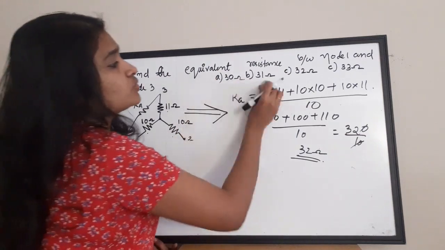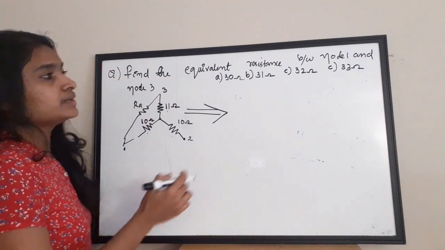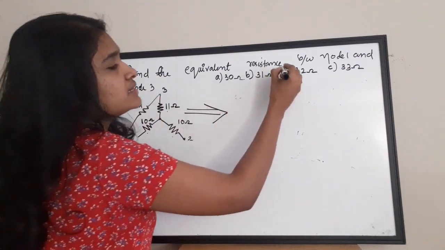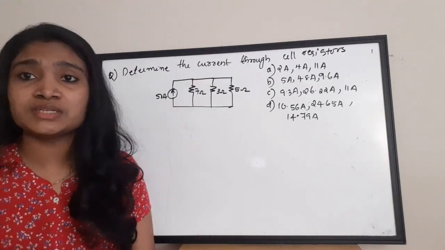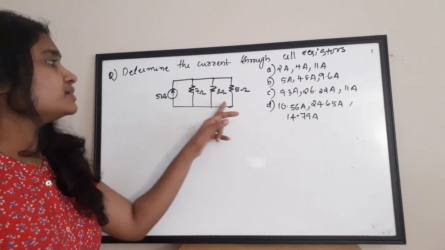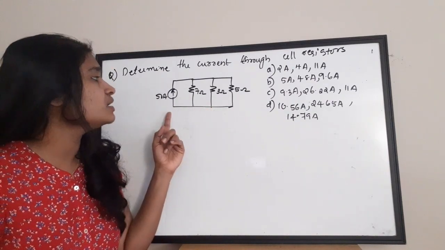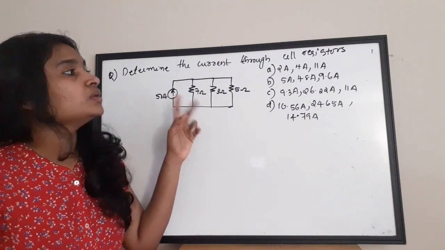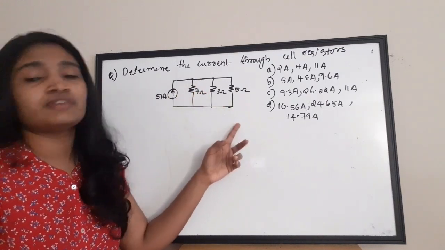Okay, so 32 ohms is your correct answer, and the correct answer for this question is option C, 32 ohms. The next question is, determine the current through all resistors. There is a connection of 3 resistors in parallel, and the circuit has a current source of 50 ampere. You need to find the current passing through the 7 ohm, 3 ohm and 5 ohm.